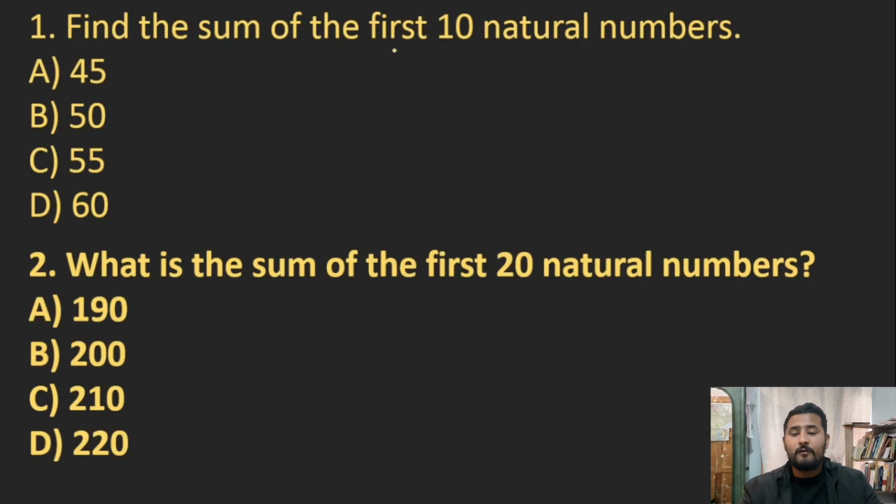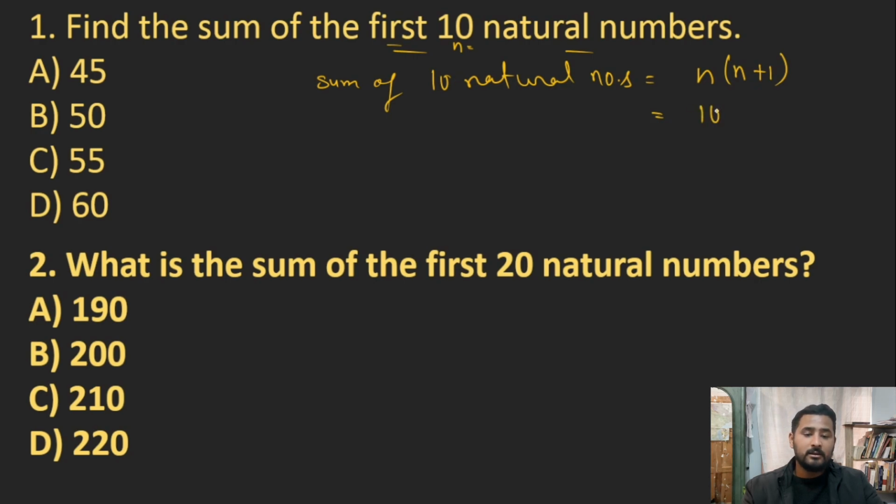Find the sum of first 10 natural numbers. Like I said, sum of first n natural numbers. What is the formula? Here n is equal to 10. So for the sum of 10 natural numbers, the formula we know is n into n plus 1. So our n is how much? n is 10. So 10 into 10 plus 1.